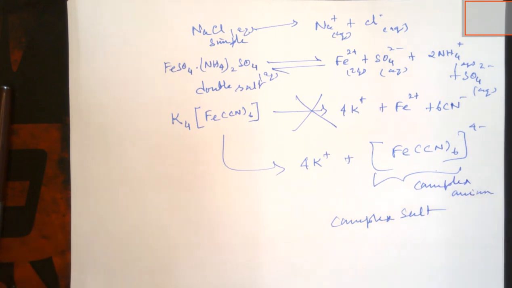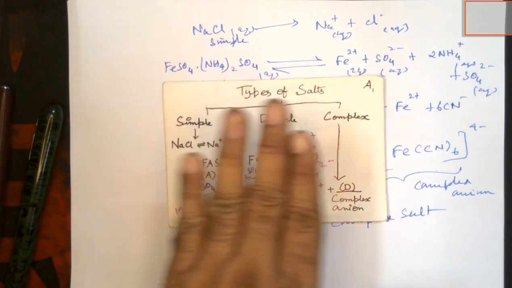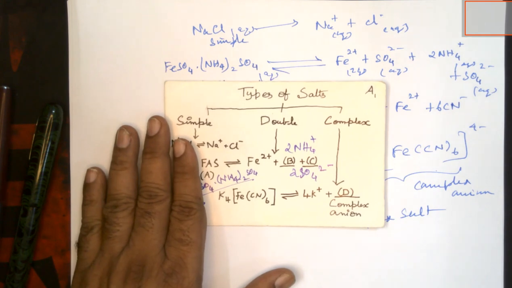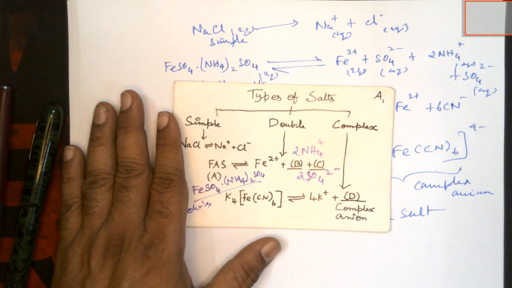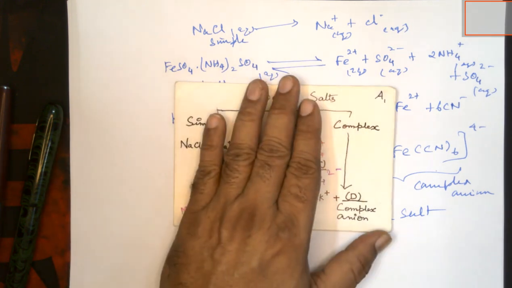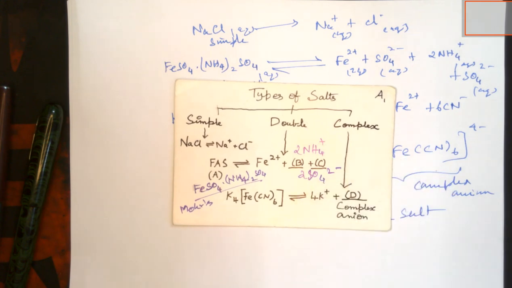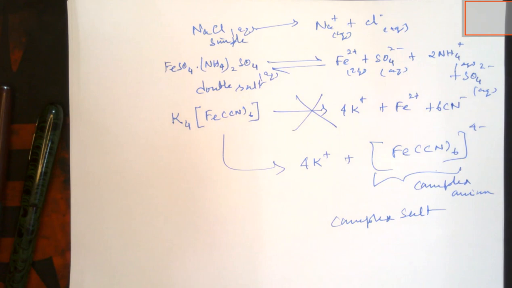There arises the complex chemistry or coordination chemistry. So I was explaining these types of salt: simple salt, double salt, and complex salt. Simply take sodium chloride, complete dissociation is possible into simpler ions. What about double salt? That is also possible. And what about the complex ion? You cannot anticipate. It is something different. So that is why it is called complex ion.